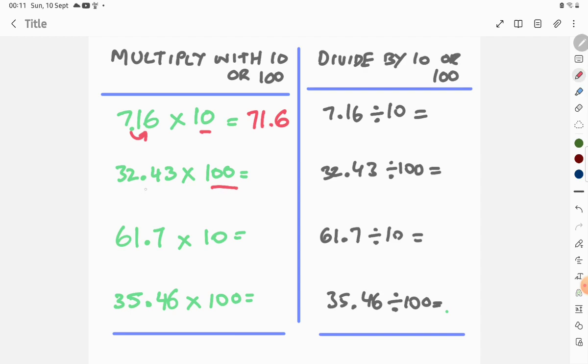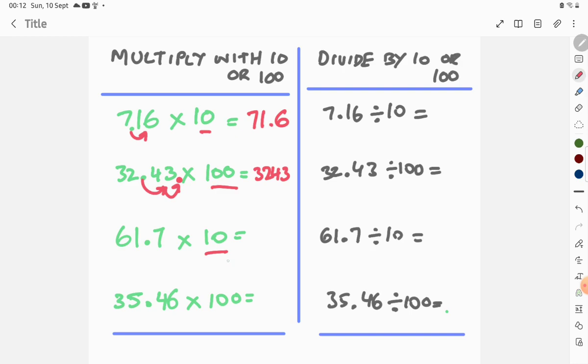In 100, there are two zeros, and you're multiplying it with 32.43. So in this case, there are going to be two jumps. One jump, and the other one takes it to this point. So it becomes 3243.0. That doesn't mean anything, so we don't put that here. So it becomes 3243.